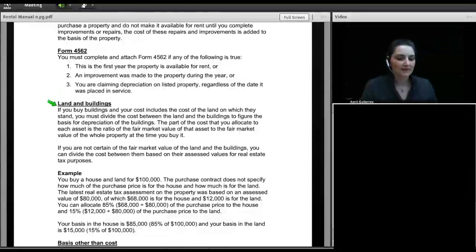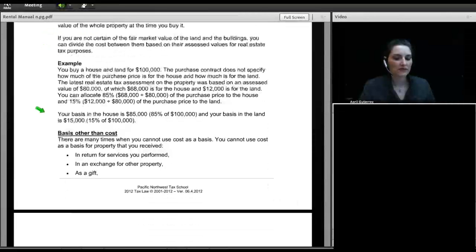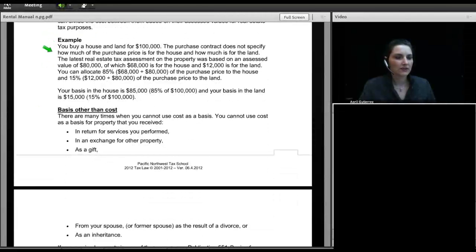Land and buildings. If you buy buildings and your cost includes the cost of land on which they stand, you must divide the cost between the land and the buildings to figure the basis for the depreciation on the buildings. If you are not certain of the fair market value of the land and the buildings, you can divide the cost between them based on their assessed value for real estate purposes. So I have an example here of how you would go about doing that, because when you buy a land, you don't make an offer to the buyer, okay, I'm going to pay you $100,000 for the land and $100,000 for the house.